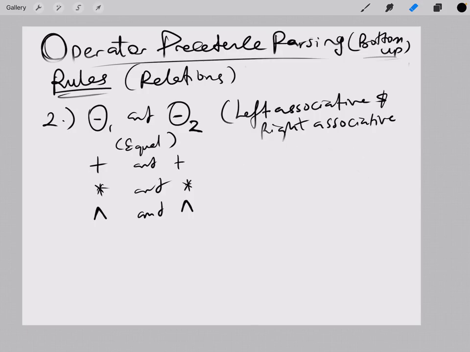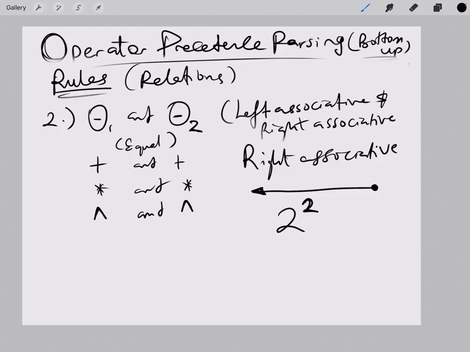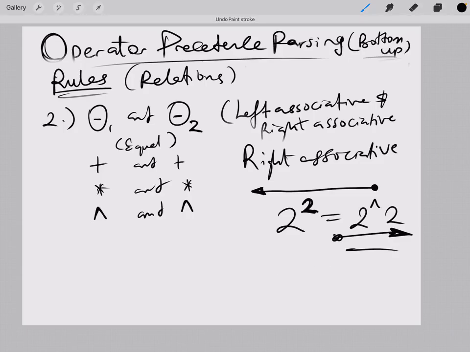What do we say about the right associative? What does right associative now look like? For right associative, very few operators actually have that kind of relationship. But for right associative, we are scanning from right to left, and the first thing that comes to mind is 2 square, which can be written as 2 to the power of 2. Now, how do we scan this? We don't go from the left to the right. We go from right to the left. So 2 raised to the power 2 is 4.